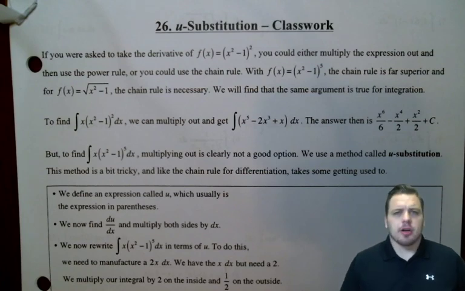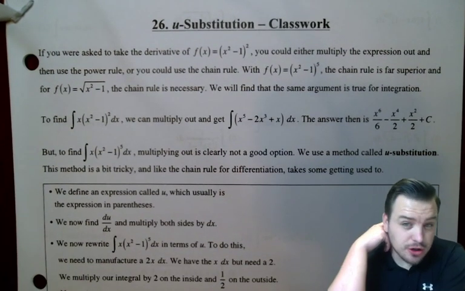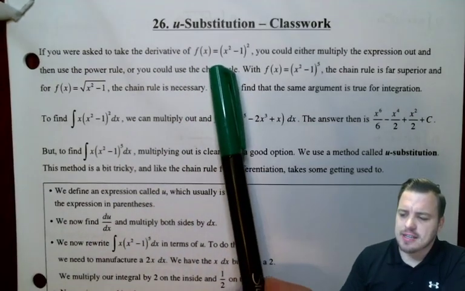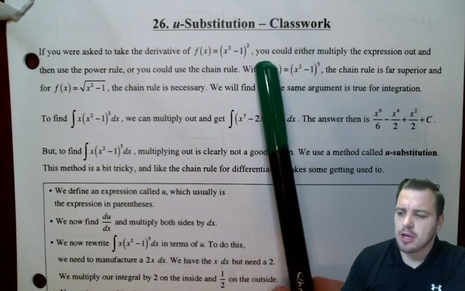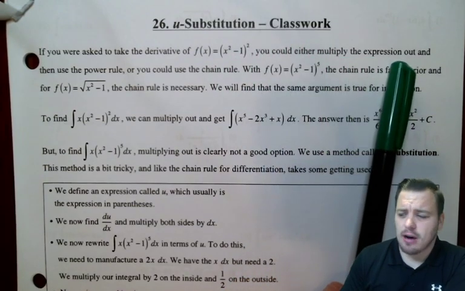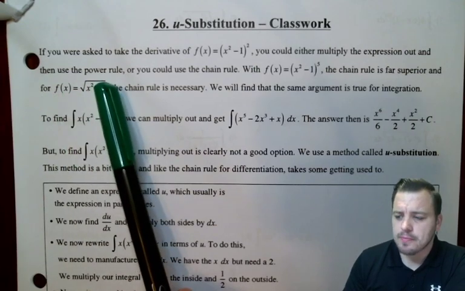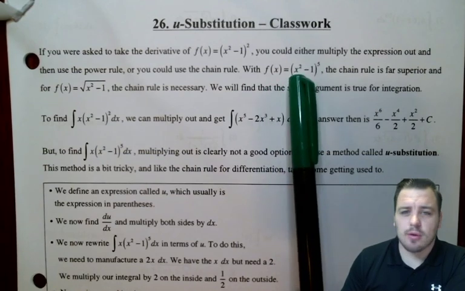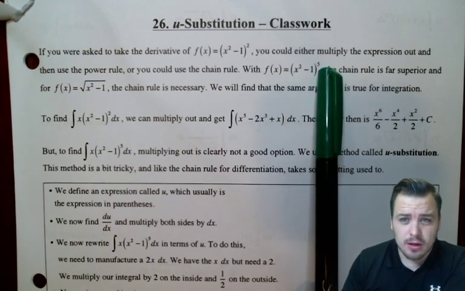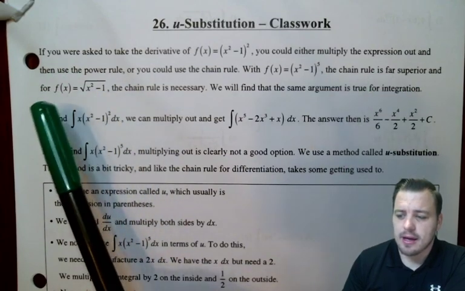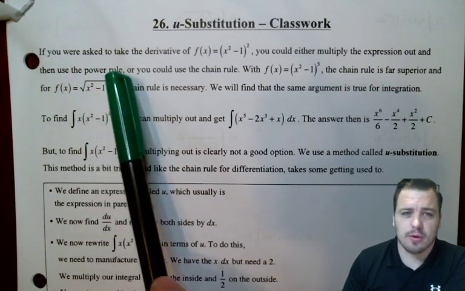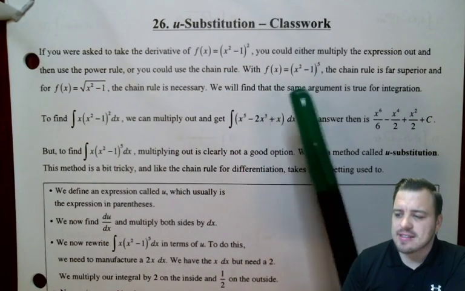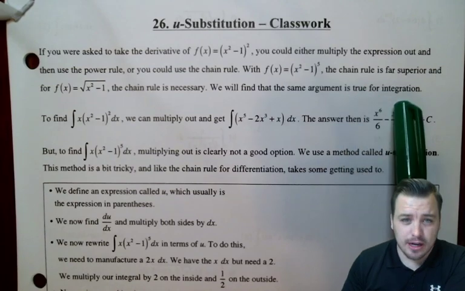Okay, so here we go. 26 is U-Substitution. If you were asked to take the derivative of f of x equals x squared minus 1, squared, you could either multiply the expression out and then use the power rule, or you could just use the chain rule. With f of x equals x squared minus 1 to the 5th power, the chain rule is far superior, and for f of x equals x times the square root of x squared minus 1, the chain rule is necessary. We will find the same argument is true for integration.